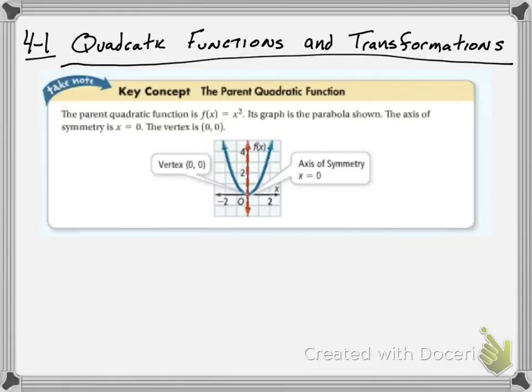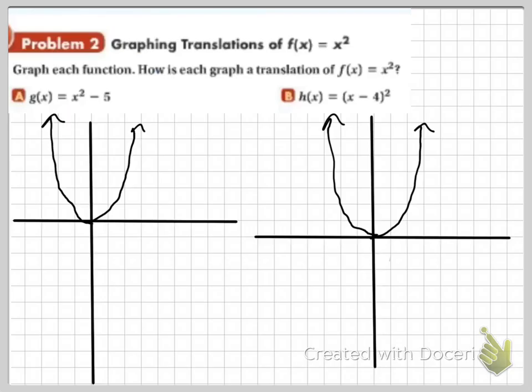4.1 Quadratic Functions and Transformations. This is a lot parallel to what we already did with absolute value graphs and linear equation graphs, except now we're dealing with that x squared concept being a parabola. Your vertex here is still 0, 0. Axis of symmetry, there's nothing different from absolute values. So this is really kind of the same stuff as opposed to just the function itself.